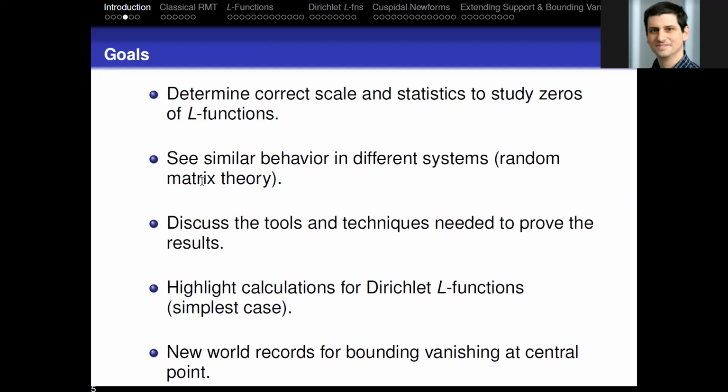I want to go through the details for Dirichlet L functions, because in that case, you can actually get a good feel for how these calculations are done without having to be overwhelmed with all the technicalities and all the bounding lemmas and all the averaging formulas. And then I'll talk a little bit about cusp forms at the end and talk about how some of the work I've done recently with students has led to new world records for bounding how often L functions vanish to a given order at the central point.